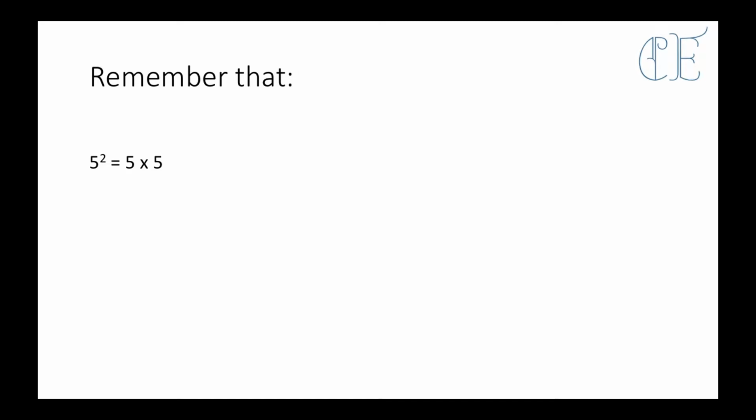So first of all, 5 squared. So that little 2 at the top there, that means squared. That means 5 times 5. Does it mean 5 times 2? It means 5 times 5. So that would be 25. Okay, 5, 10, 15, 20, 25.